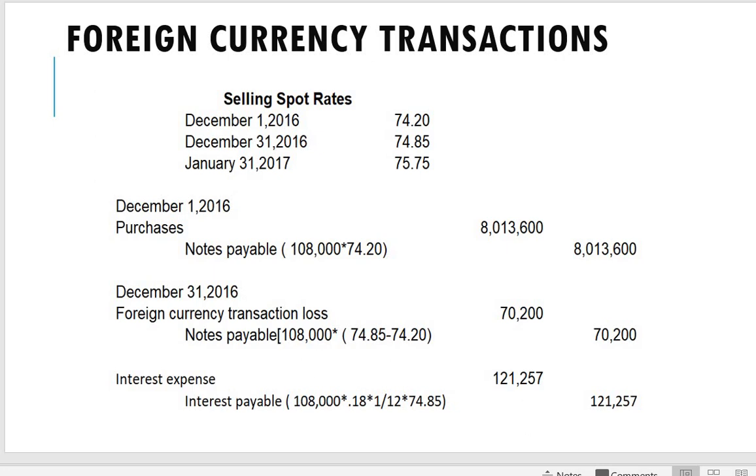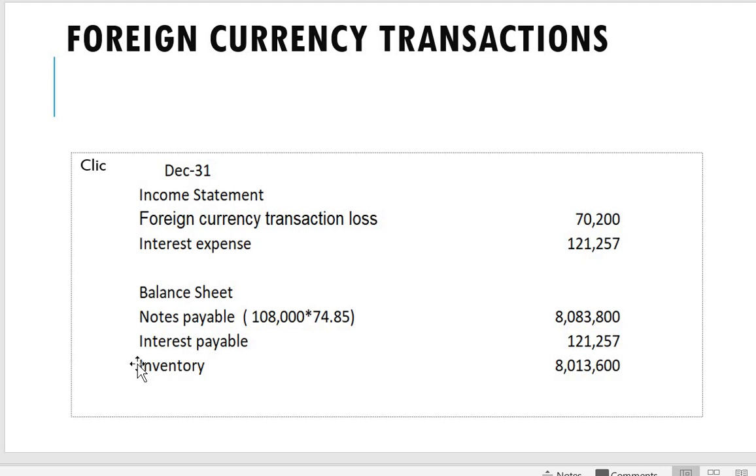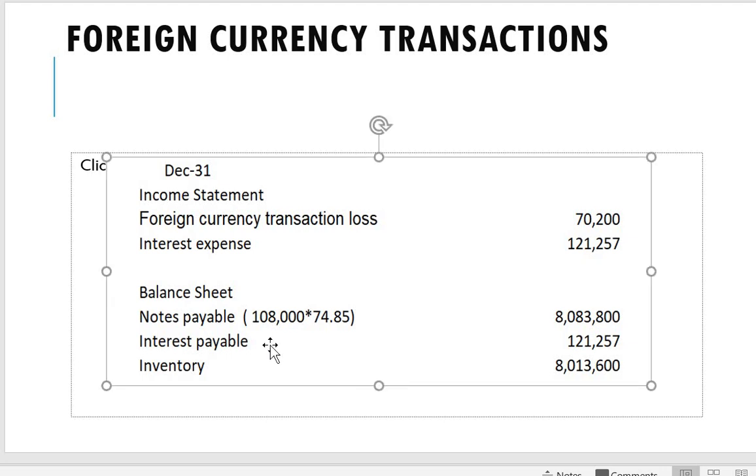Okay, so on December 31, this is our presentation in the financial statements. In the income statement, of course, we'll record foreign currency transaction loss of 70,200 and an interest expense of 121,257. In the balance sheet, our notes payable is at its settlement value, which is 8,083,800. It's 108,000 times the closing rate of 74.85. Our interest payable is 121,257. And then our inventory, as if it is still in the possession of the firm, is 8,013,600.